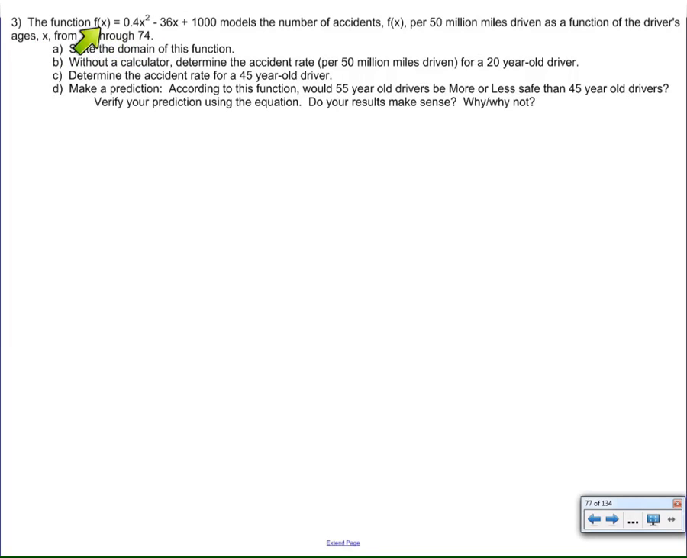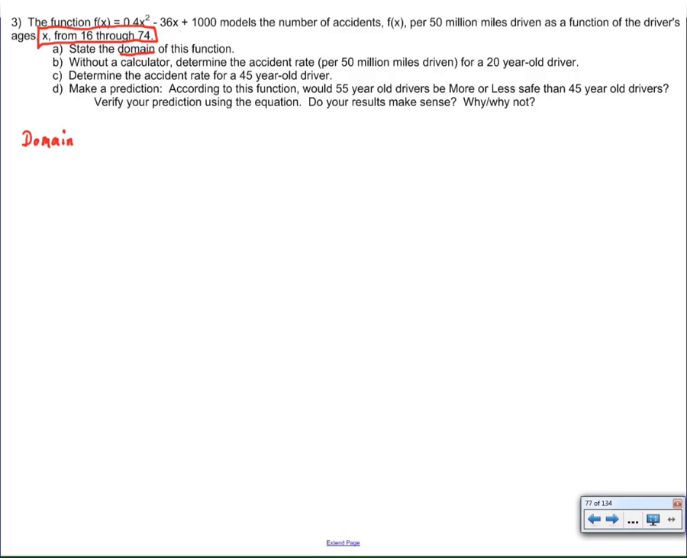Now the age represents the x, which is the independent variable. The independent variable is associated with the domain of a function. So in part A, when I read state the domain of the function, I realize that they've actually just answered the question for me in the first sentence. All I have to do is acknowledge that I understand what domain means. Remember, domain is the set of numbers that are used in the input variable. That is the set of numbers that are acceptable for the x variable.